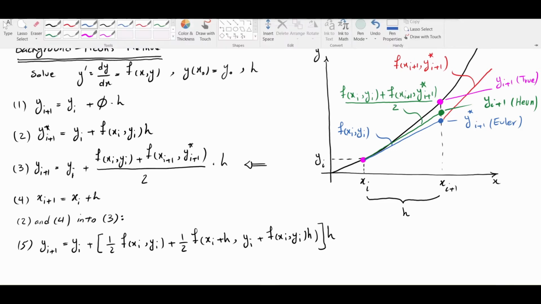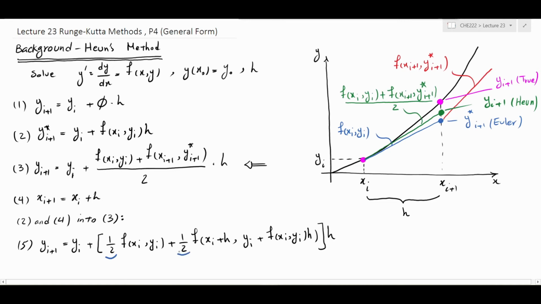Now I'm gonna name some of the terms in this equation, and I start with these two constants. I'm gonna call them A1 and A2. And if you notice, A1 and A2 are the weights that we assign to the slopes of the function at the beginning and at the end of interval. Based on these weights, we can come up with a weighted value for the slope of the line that we want to use to extrapolate the value of the function at yi plus 1.